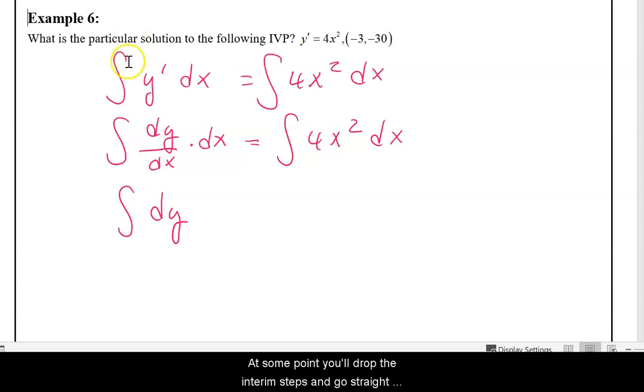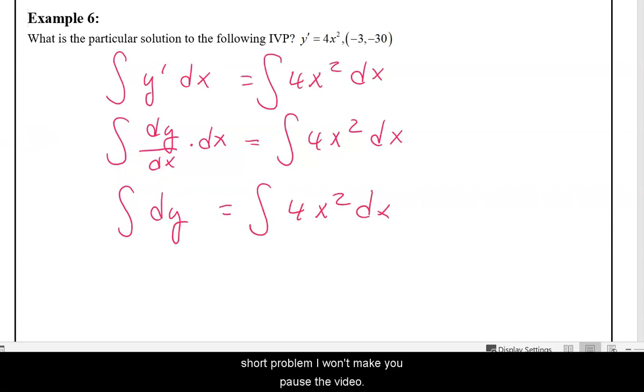At some point, you'll drop the interim steps and go straight to here. But it is important that you understand that this is actually what you're doing, and this notation abuse is why it's possible to do that. Now I can integrate both sides. Since this is such a short problem, I won't make you pause the video. On the left, I get y. Yes, there's also a constant of integration here, but I'm going to roll it together with this, guys, and slap one big plus c on the right.